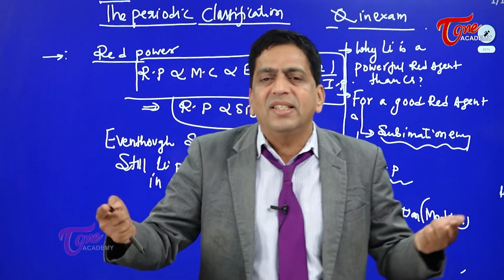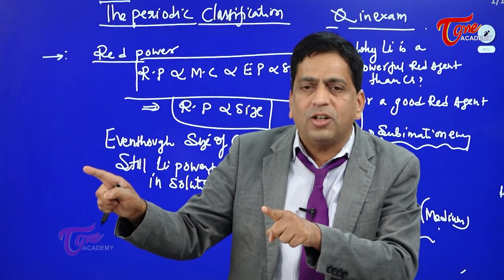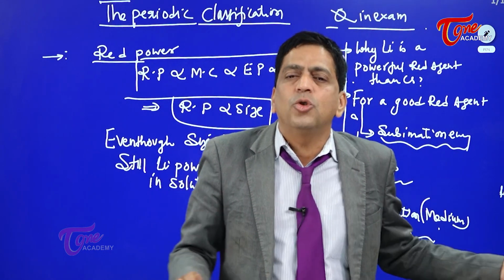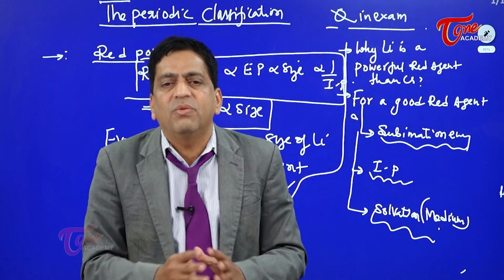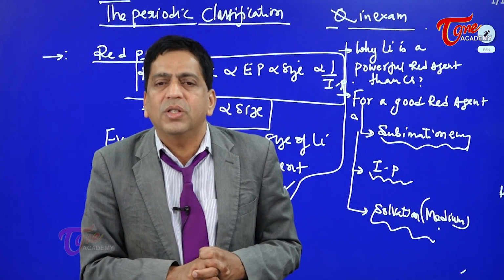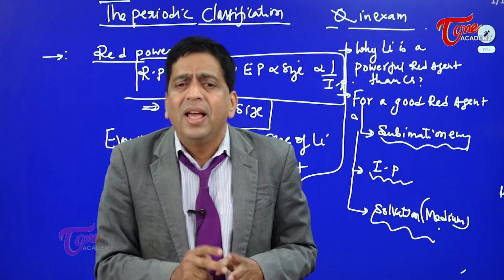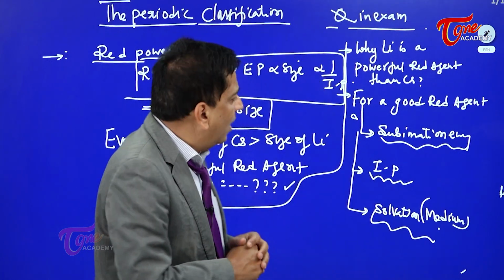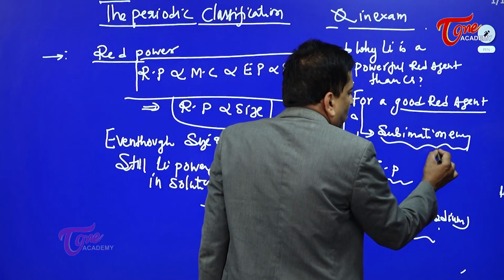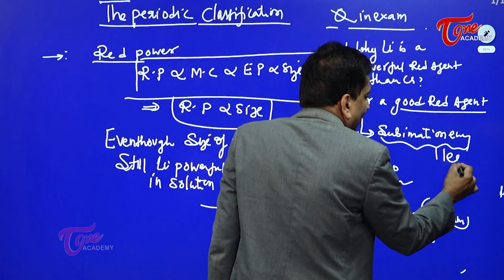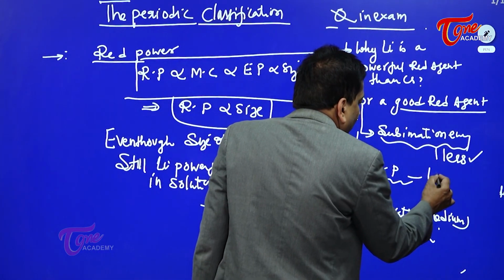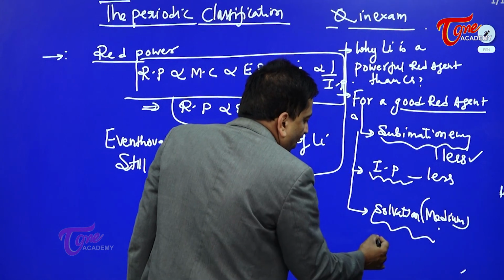And the third one, once these ions are formed, after removal of the electron, the positive charge is developed. And how does this positive charge behave in the solution? All the three factors will actually determine you to be a very good reducing agent, you must understand. So for a good reducing agent, sublimation energies must be less, ionization potentials must be lesser, and the solvation energies must be high.